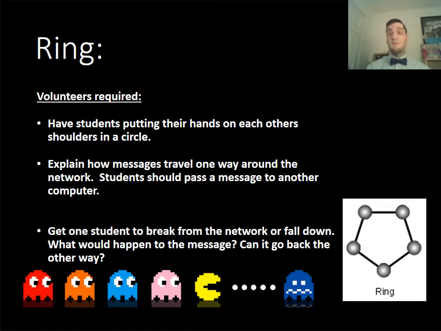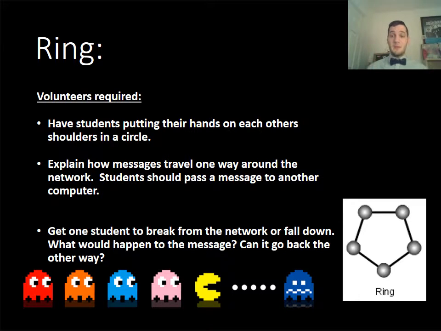The next one is quite simple to demonstrate. You can get all your students hooking their arms together in a ring. The good thing about this network is it's quite easy to demonstrate because you can pass a piece of paper around the ring in one direction and demonstrate that the data goes quickly. The problem is, if you need to take a student out of the network to upgrade their hardware, so you could talk about how, if this was a computer, you need to upgrade their hardware or software, the network goes down.